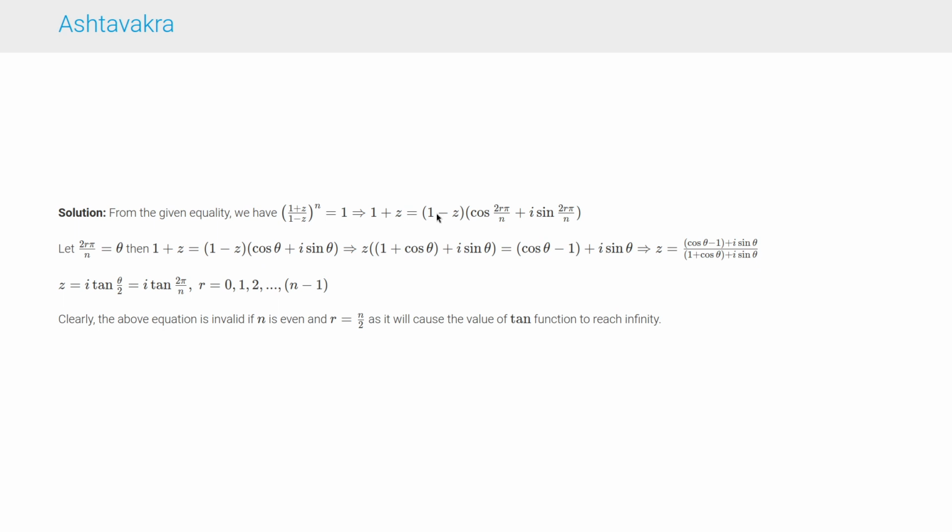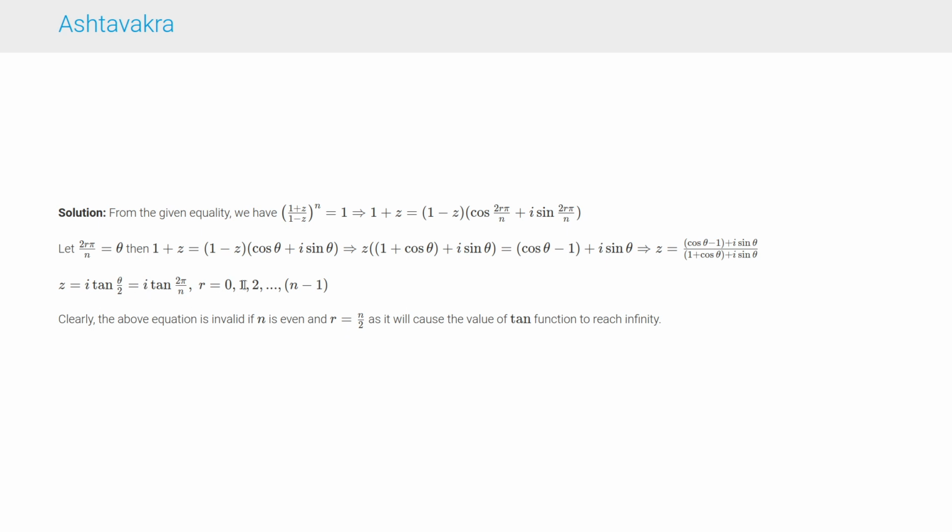So 1 plus z is equal to (1 minus z) into (cos 2r pi by n plus i sin 2r pi by n). Now we let 2r pi by n is equal to theta. So 1 plus z is equal to (1 minus z) into (cos theta plus i sin theta). So by solving this equation, we get z is equal to (cos theta minus 1 plus i sin theta) divided by (1 plus cos theta plus i sin theta). So from this we get z is equal to i tan theta by 2. That is i tan r pi by n.